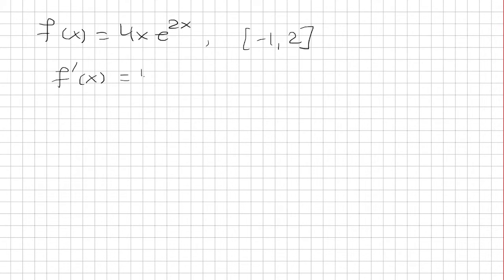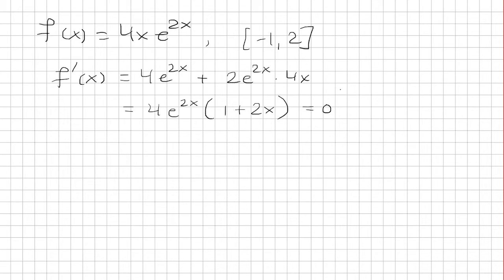First take the derivative of 4x, which is 4, times e to the 2x, plus take the derivative of e to the 2x and multiply that by 4x. I'm going to factor this out so I can pull out a 4 e to the 2x, and I'm left with 1 plus 2x. Set this equal to 0.